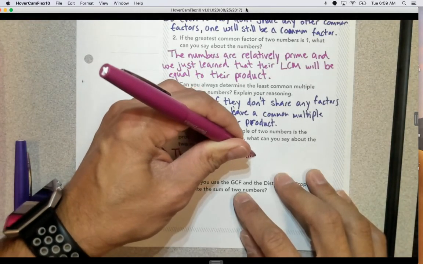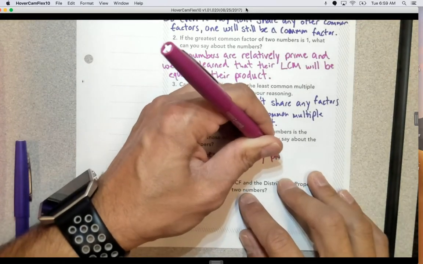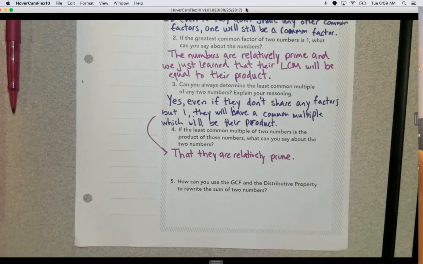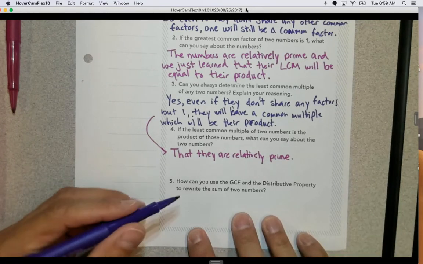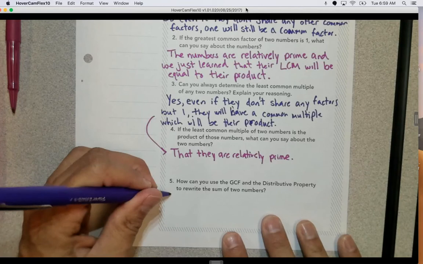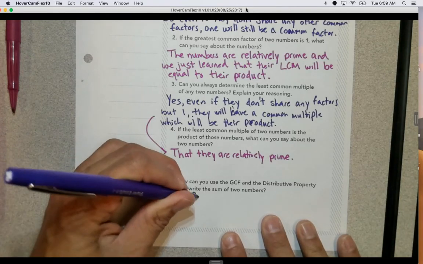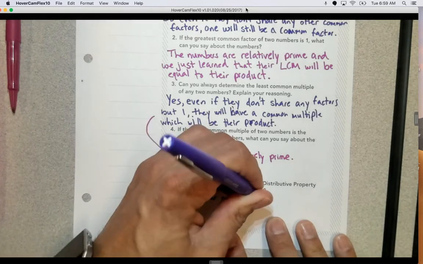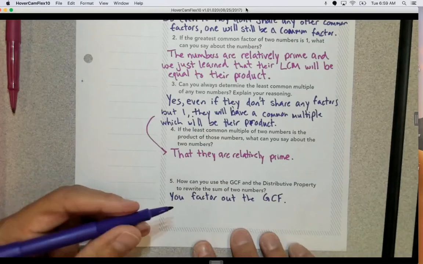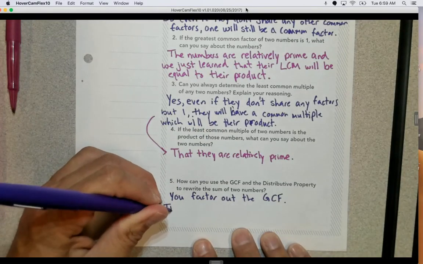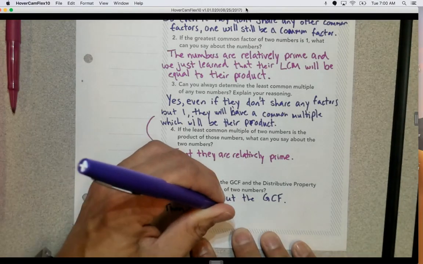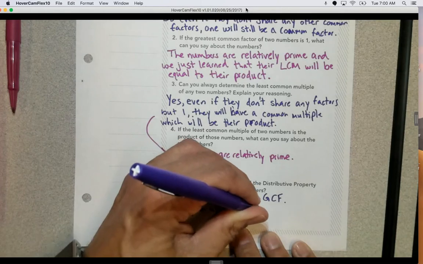How can you use the GCF and the distributive property to rewrite the sum of two numbers? Okay, well, you factor out the GCF, then you use the factor pairs that go with the GCF.